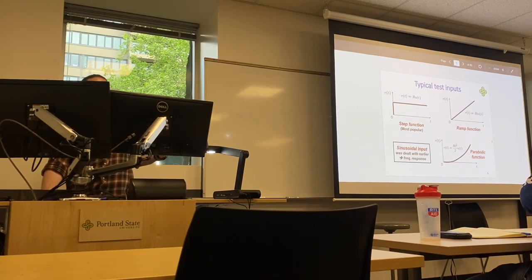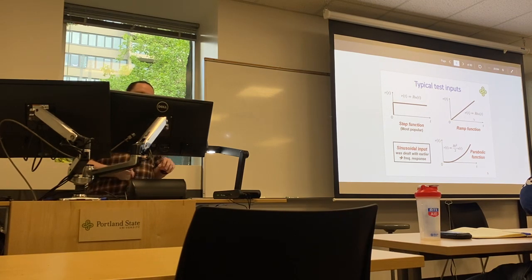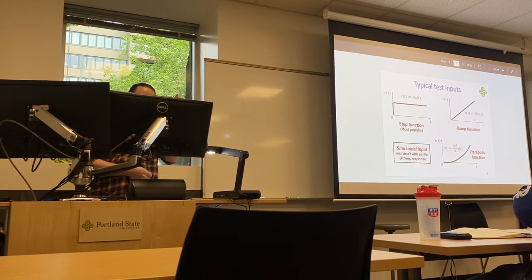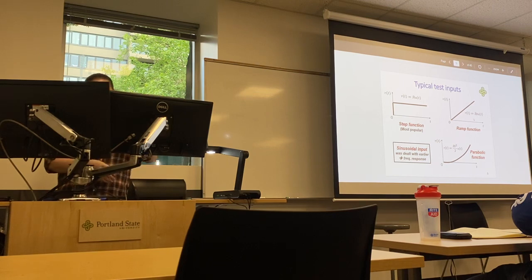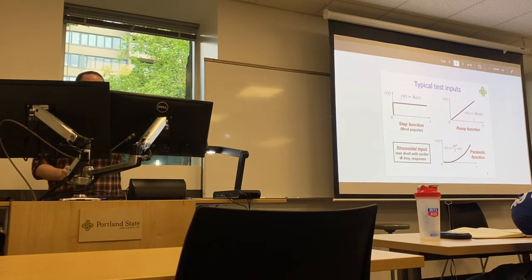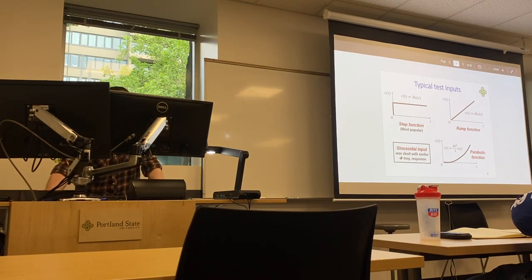Typical test inputs, covering these again really quick. We have our step function, which is usually the most popular. We're doing a sudden increase at t0 to, for the most part, 1, to keep things simple. We have our ramp function, which is our u of t, which as we increase with time, we increase our r of t.